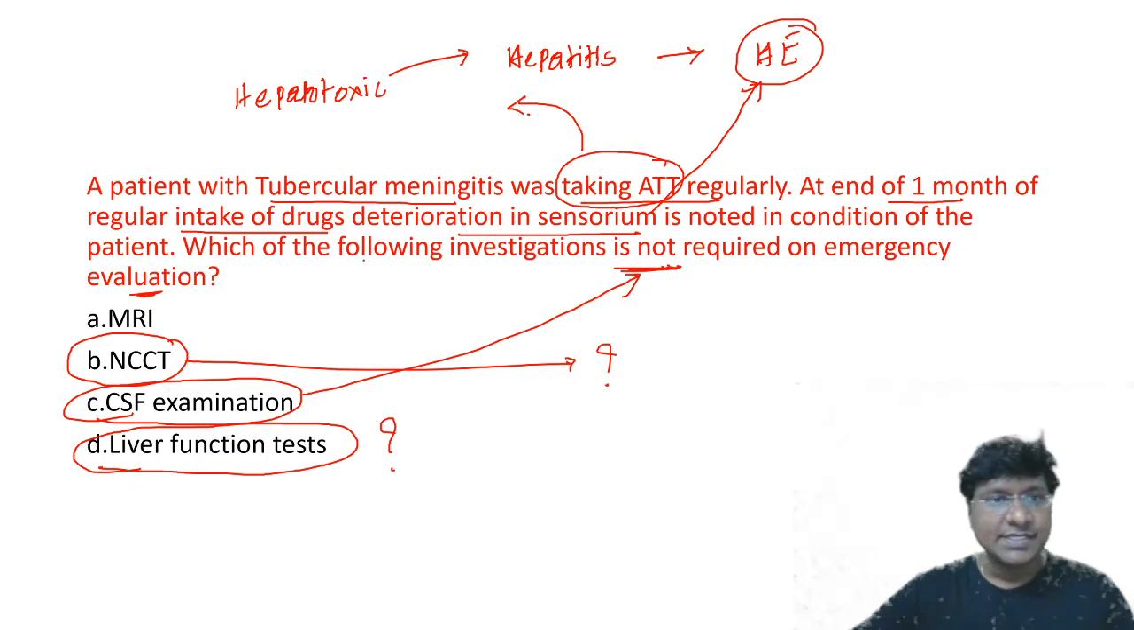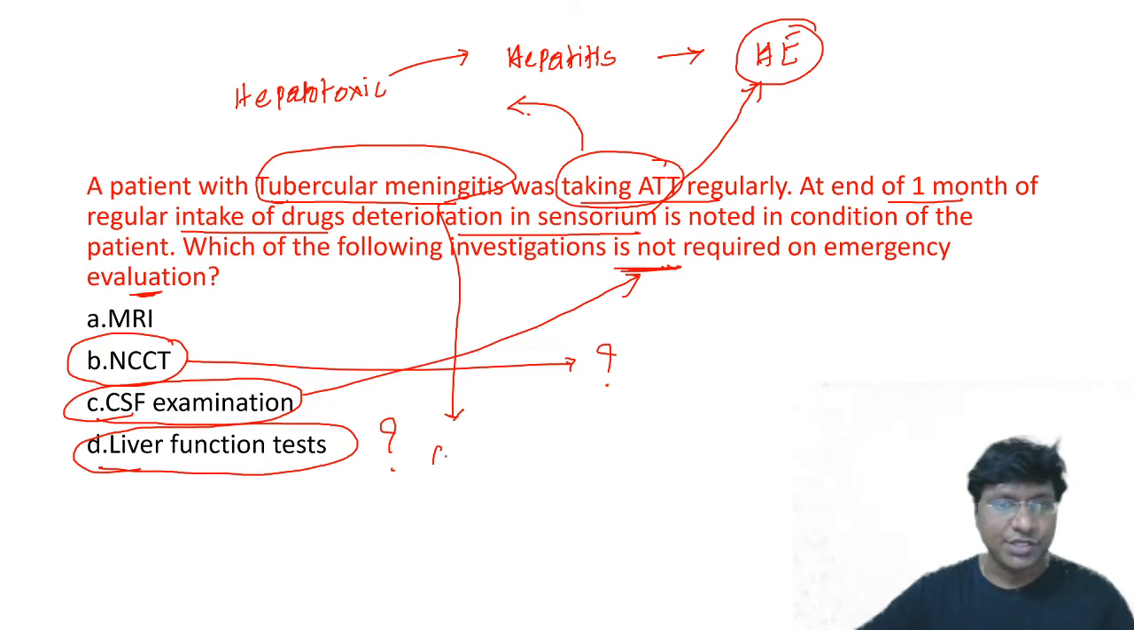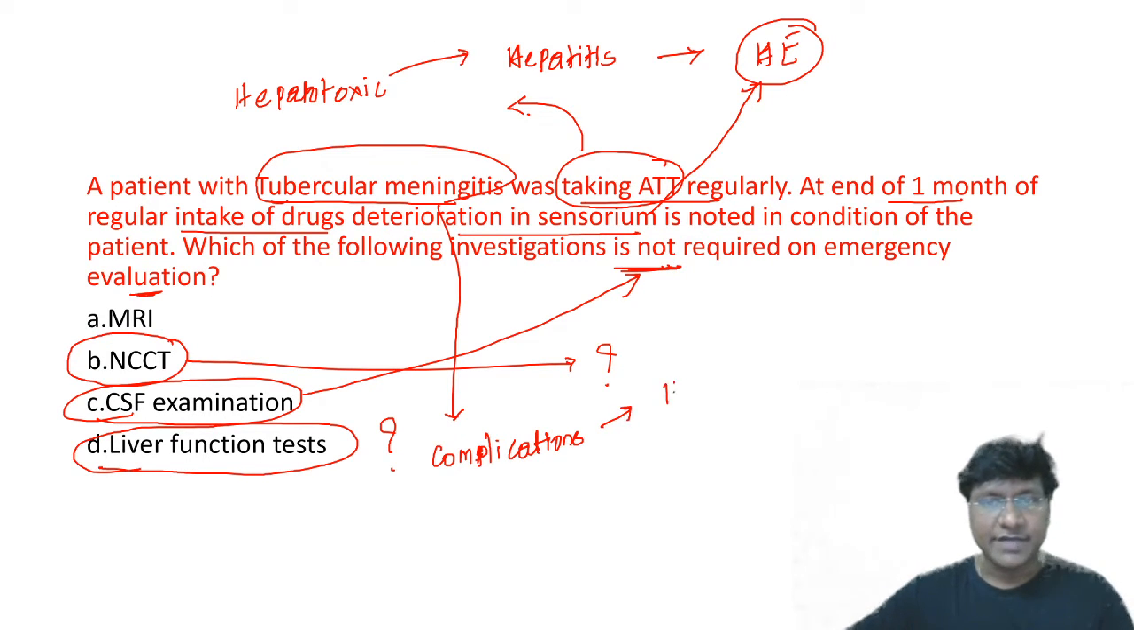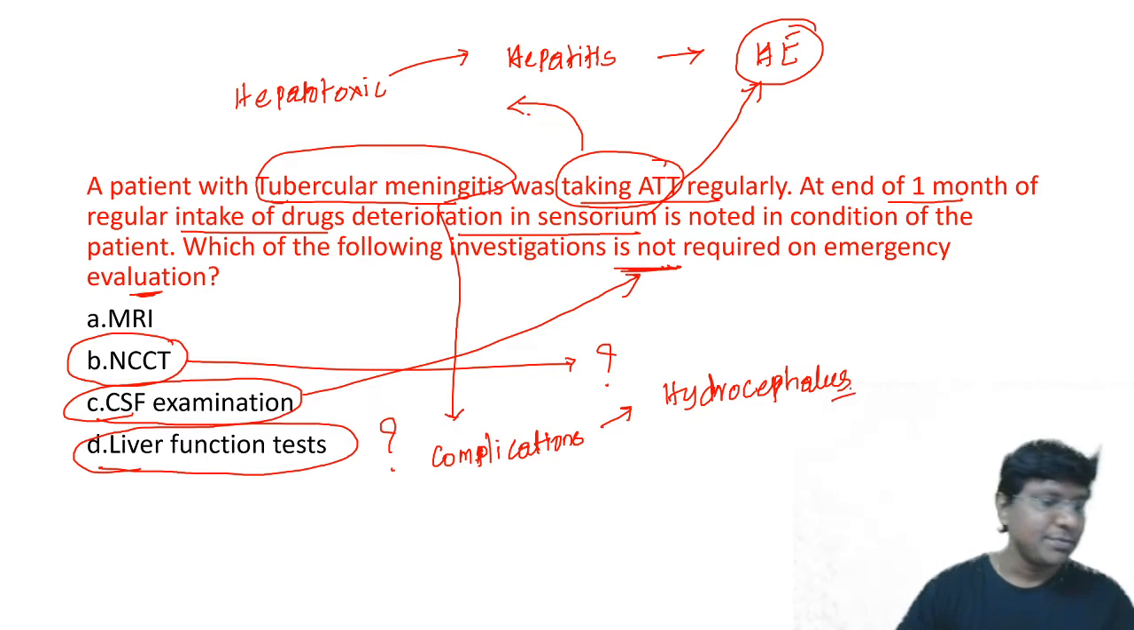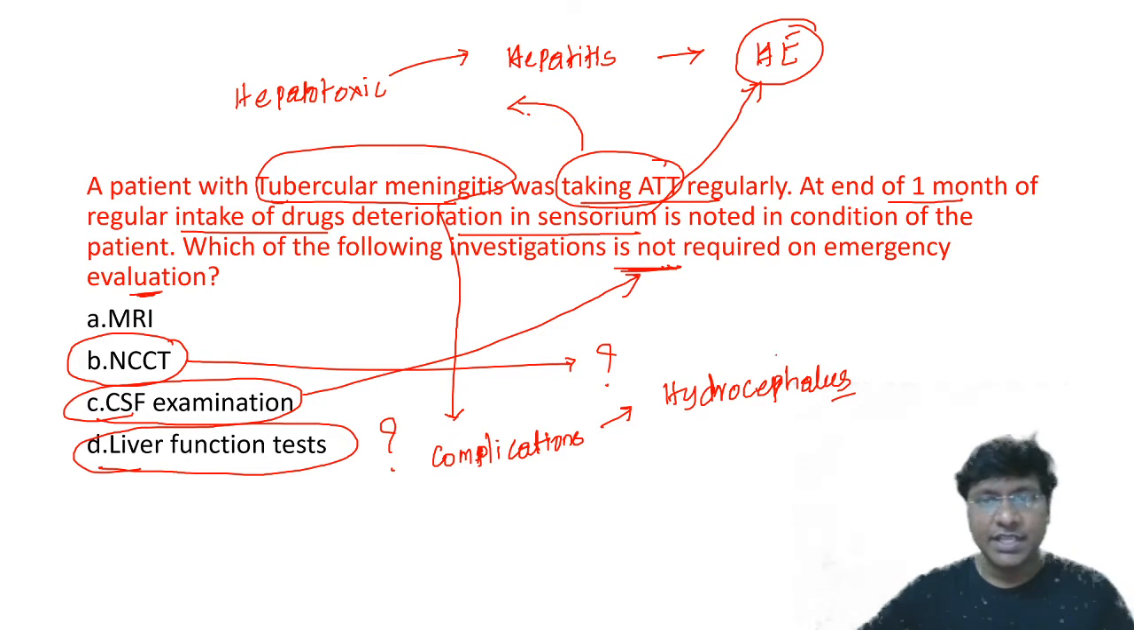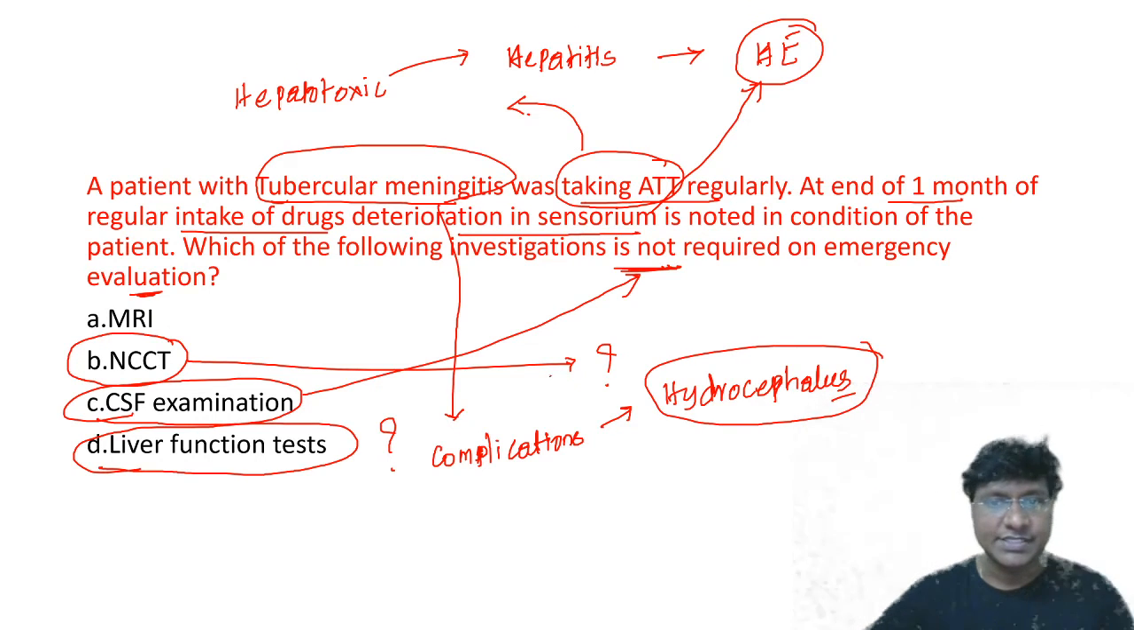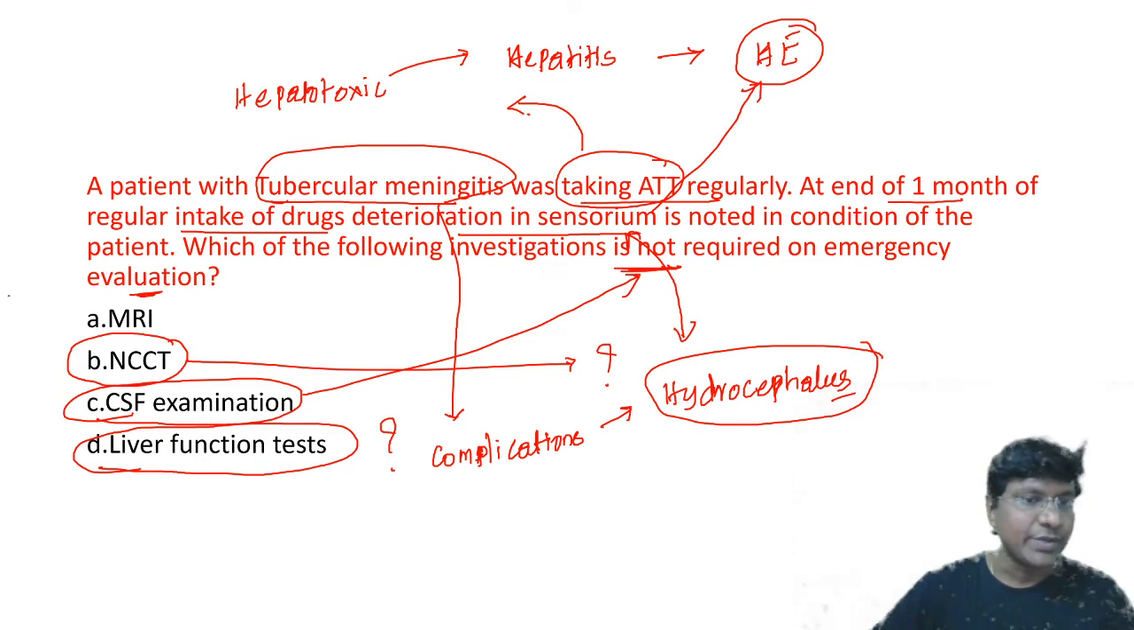Right, let me explain to you. See, in tubercular meningitis, the complication you can expect is the development of hydrocephalus. This hydrocephalus is due to accumulation of basal exudate. Hydrocephalus is the one which makes the individual go into altered sensorium. So in order to rule out this hydrocephalus, you can do the CT scan. That will give you the picture.